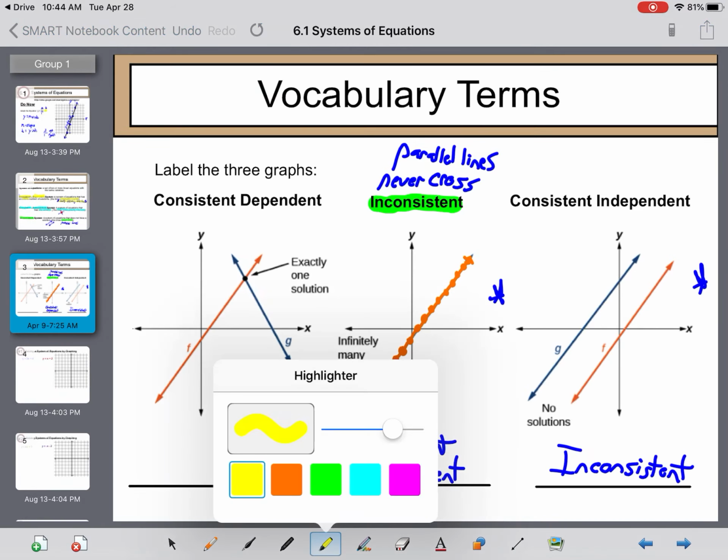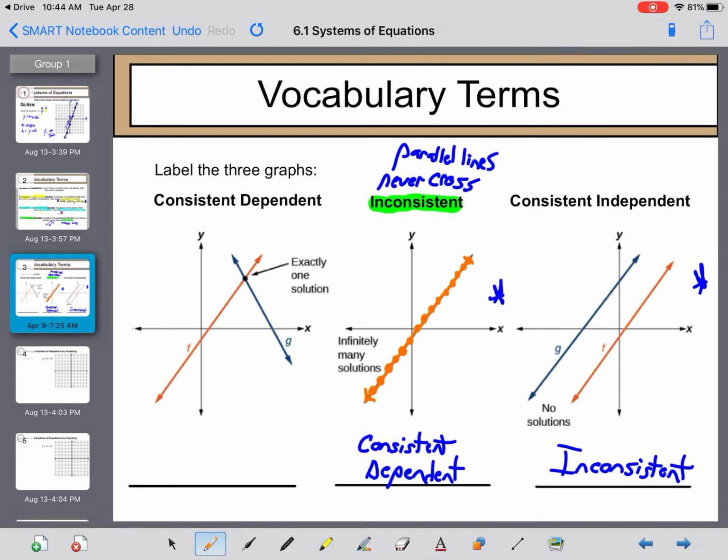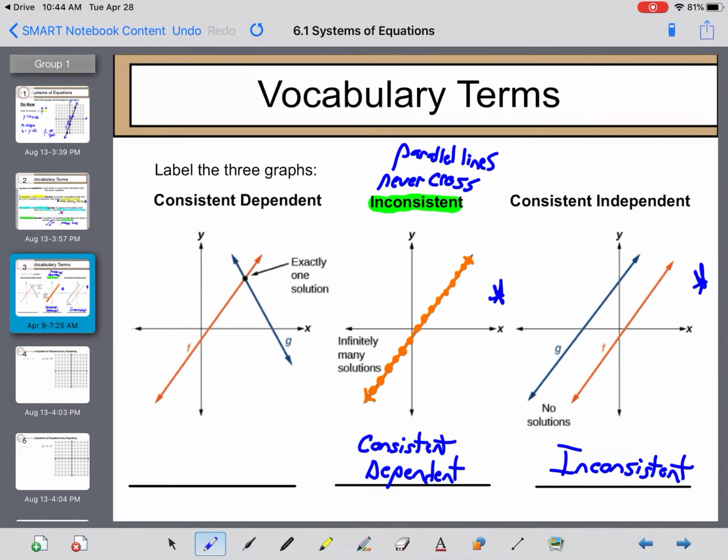The last one is consistent independent. Consistent independent is a system that has one solution. The lines cross exactly one time. Okay, so we know now our consistent independent solution is over here.